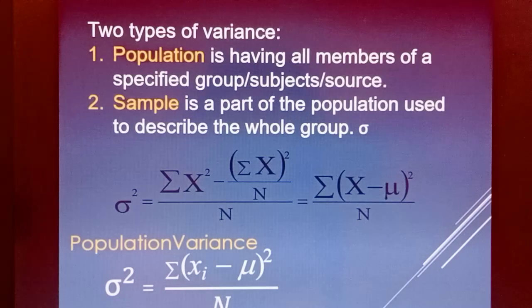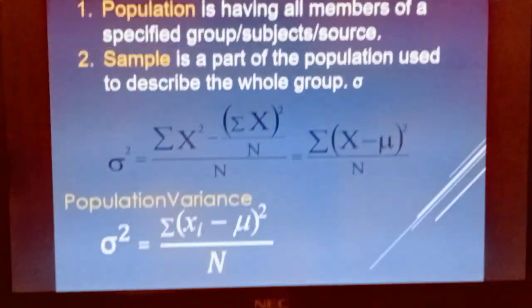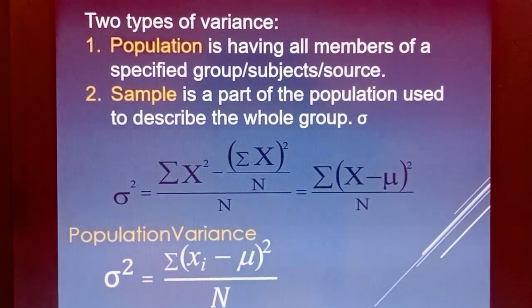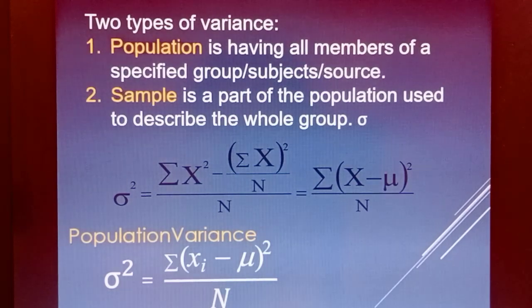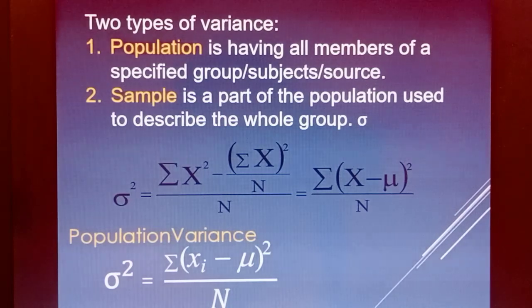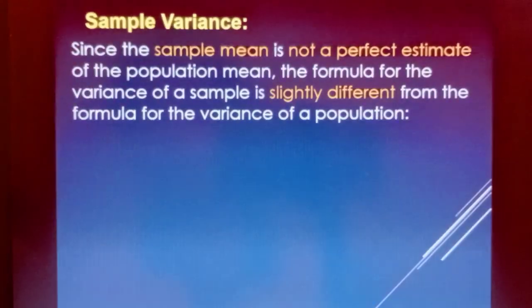So the formula for population variance is this: the summation of xi minus mu, where mu is the mean, xi is the number, the data, no? And n is the number of data given or collected. So SD, standard deviation, is the square root of the variance.